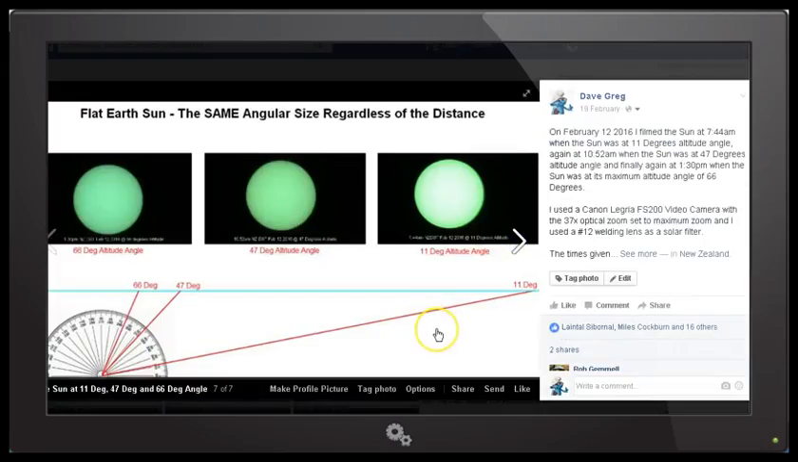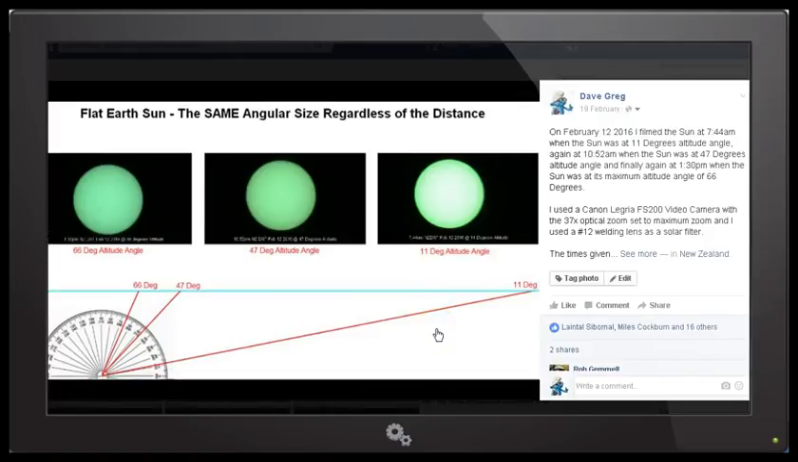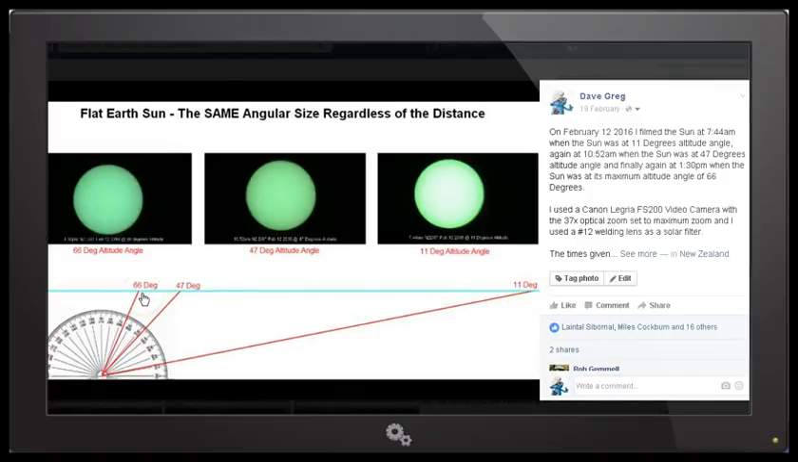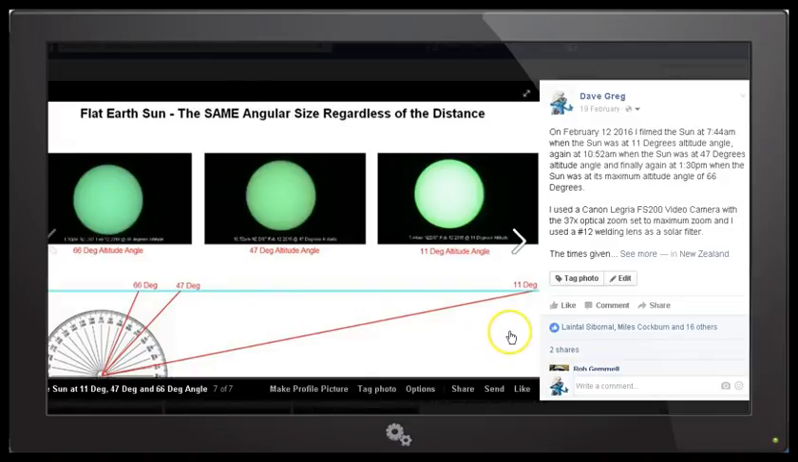Now here is a comparison that I put together of the three images of the Sun and the relative angle using a protractor. So you can see there 11 degrees, 47 degrees and 66 degrees. So we should expect that when the Sun was further away, it should have been a lot smaller than when it was 66 degrees angle altitude above me. As I say, any child knows that an object that is further away is smaller than an object that is much closer. But obviously we see that the angular size of the Sun is exactly the same.